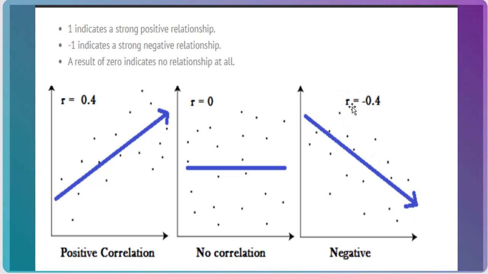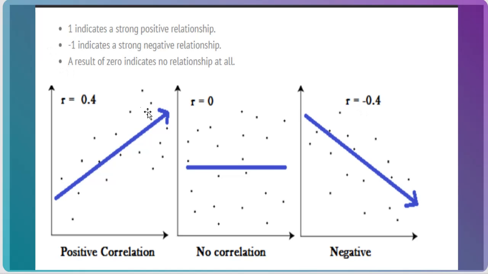And the R of this graph is equal to negative 0.4. If a result is 0, it indicates that there is no relationship at all, just like the one in the middle here. Okay, the line is horizontal, meaning the data is too scattered and there's no specific direction at all.